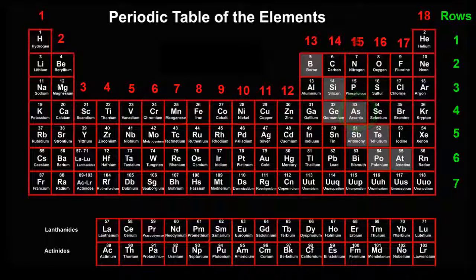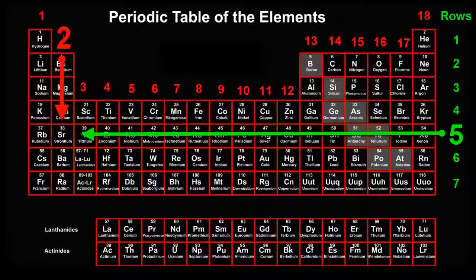Your choice. But what if you were asked which element is in row 5 and group 2? There can only be one answer: strontium. Each element has its own unique combination of row and group.